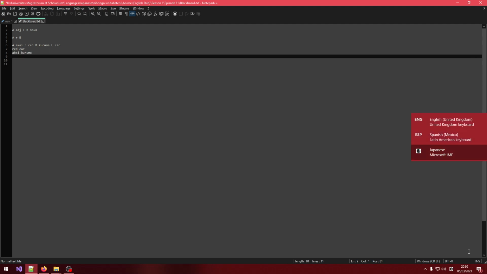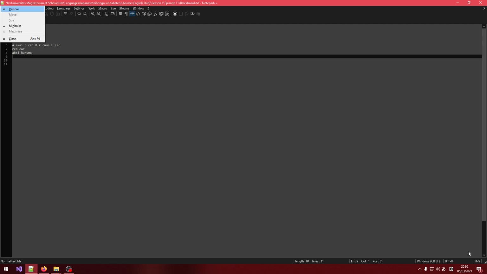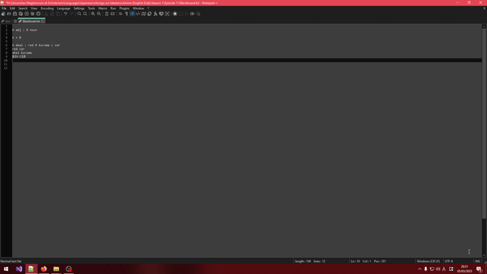Akai kuruma. There you go, the hiragana for you. So we have a noun, and basically what we have to do is put an adjective before the noun, and that's it. Adjectives are that simple to use. They just modify nouns by being placed before them. Very easy.